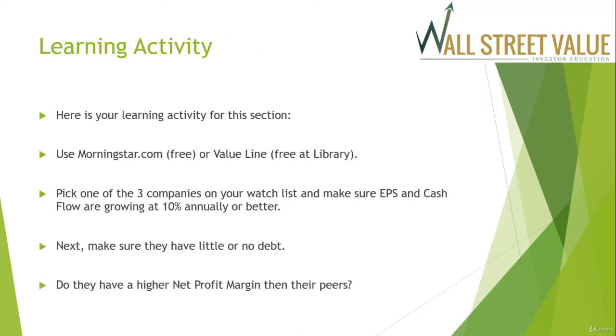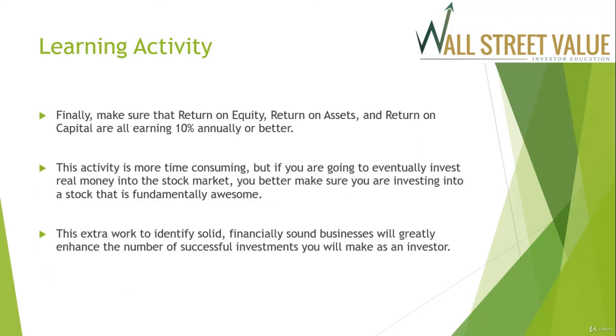Here's a learning activity for this section. I want you to use a free service. You can use Morningstar.com, which is free. You can get access to Value Line, which is free at the library. If you don't want to use either one of these two services, then look at Yahoo Finance or another one that you feel comfortable with. Pick one of the three companies on your watch list and make sure earnings per share and cash flow are growing at 10% annually or better. Next, make sure they have little or no debt. And I also want you to make sure they have higher net profit margins than their peers. And finally, make sure return on equity, return on assets, and return on capital are all earning 10% annually or better.